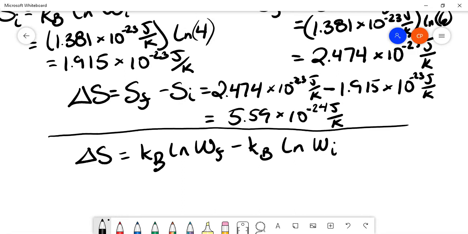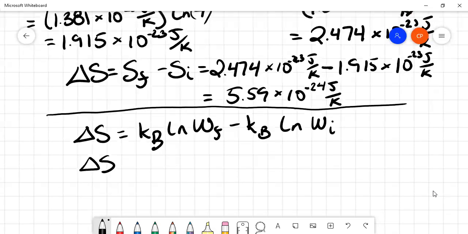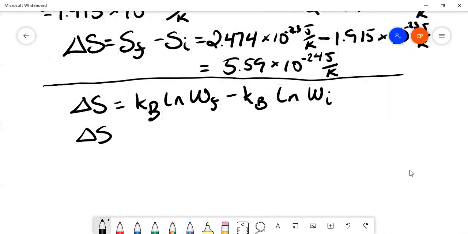Now, first way I can simplify this: I can totally factor K sub B out, right? So writing this general relationship for delta S is the same thing as writing K sub B times the natural log of W final minus the natural log of W initial.